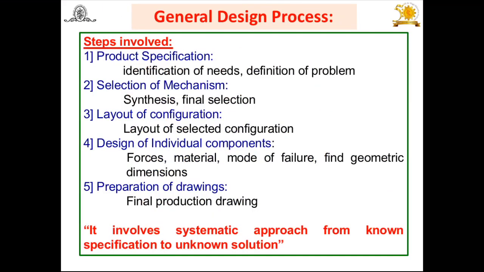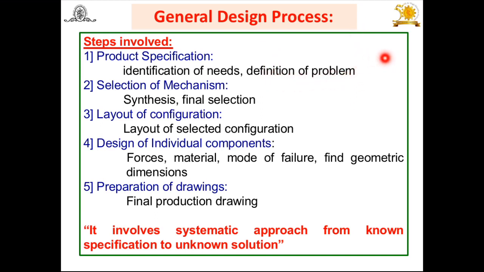Based on the earlier slide, the first step is product specification. Product specification means identification of needs, definition of problem. Take the example of two-wheeler. Now here two-wheeler. So first of all, we have to find out the needs of the society. Based on the market survey, define the problem statement.